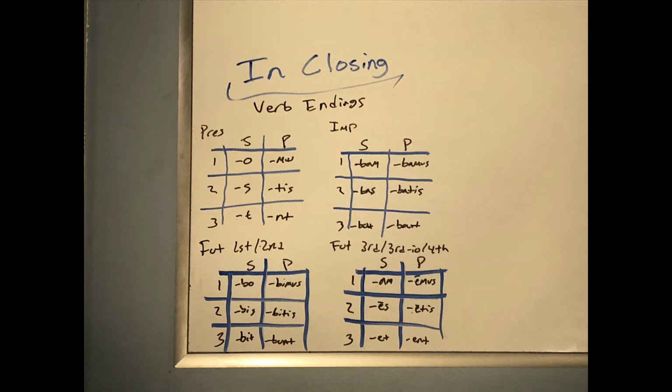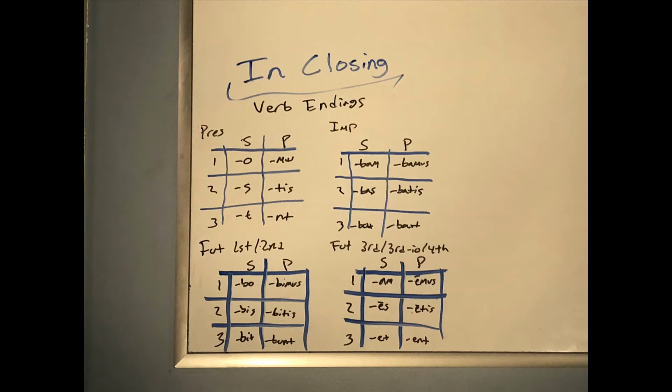Here are the different endings. Once again, these are the basic endings. Based on the conjugation of the verb, the verbs will look a little bit different. For present, it's o, s, t, mus, tis, nt for first person, second person, third person singular, then first plural, second plural, third plural.